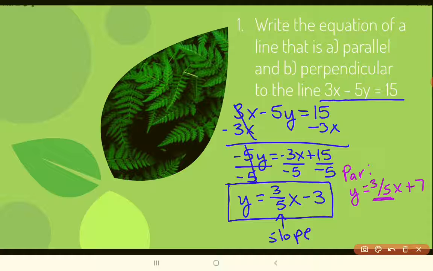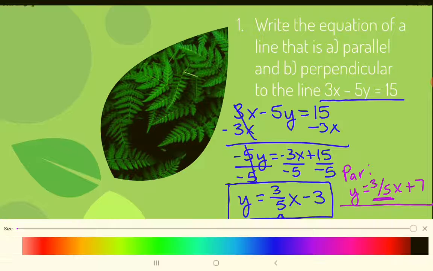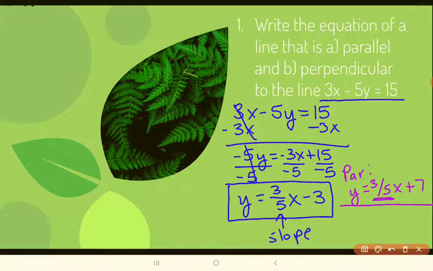What about perpendicular? We'll pick a different color for perpendicular. Perpendicular lines have opposite reciprocal slopes. Here's what I mean by opposite. If the slope on my blue line here is 3 over 5, the opposite of that is negative 3 over 5.